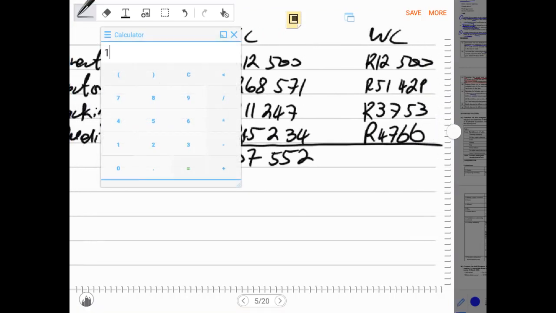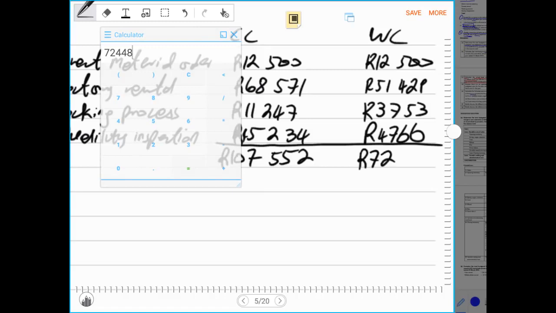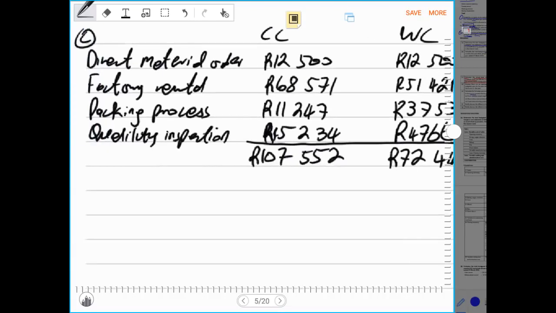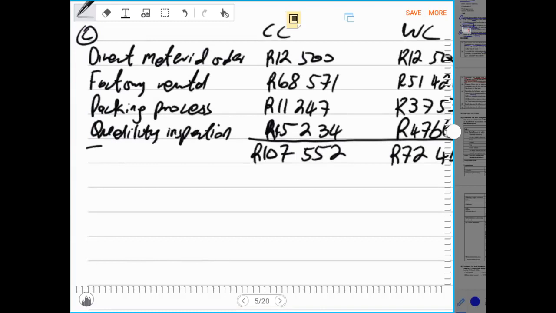Then the next one will be 12,500 plus 51,429 plus 3,753 plus 4,766, and this gives me 72,448. Then this will be the total fixed cost, which is actually fixed cost.